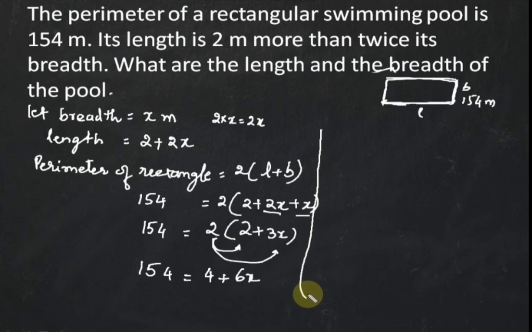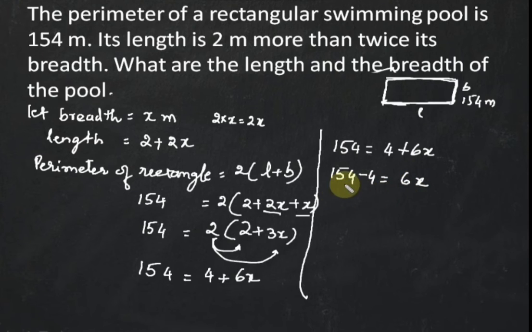I'll write it over here. 154, bring all the numbers on one side is equals to 4 plus 6x. आप 4 को यहाँ पे लाओगे and 6x will be as it is. So 154, this plus 4 will become minus 4 because it is coming on the other side, is equals to 6x.